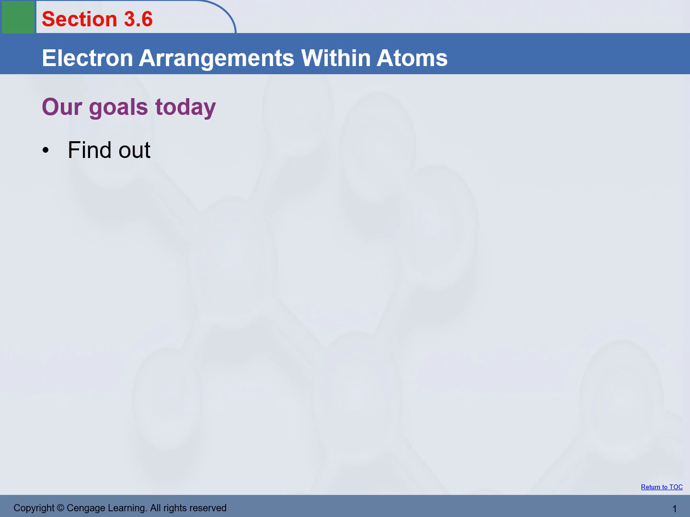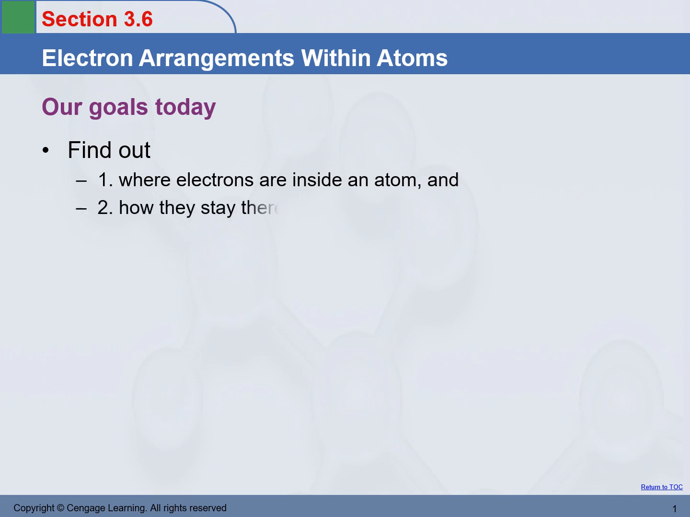Our goals today, we have two goals. Number one, find out where electrons are inside an atom. And number two, how the electrons stay there. We may spend the majority of the time today finding the answer to question number one. Once we get that answer, finding out how they're staying there will be relatively easier. To accomplish these two goals, we may have to take a tour inside an atom altogether.